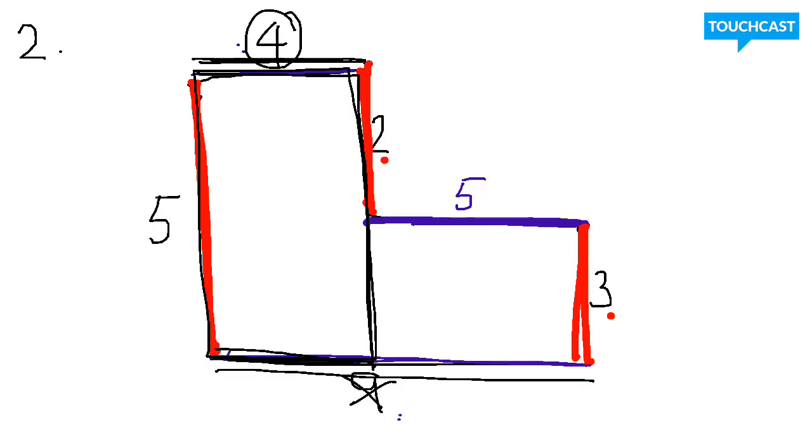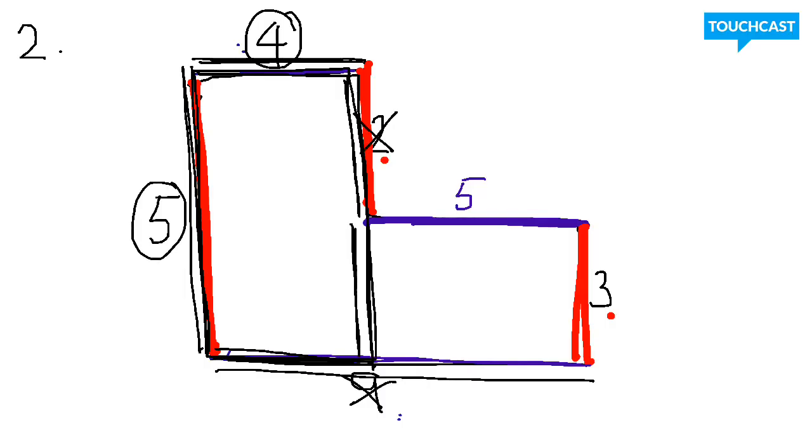Next, let's look at this side. Is the length of this rectangle 5 all the way up and down, or is it 2 from here to here? Well, it's not 2 because we need to go all the way down here, so it has to be 5. So 4 times 5 equals 20.